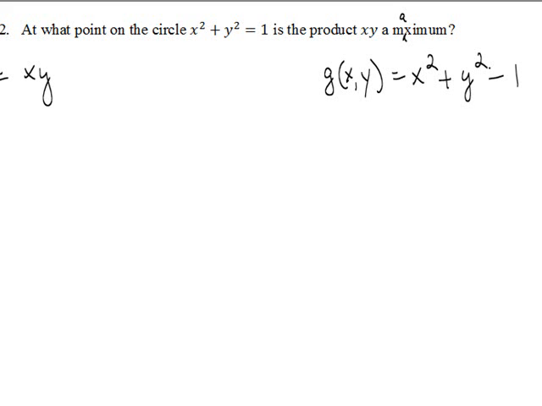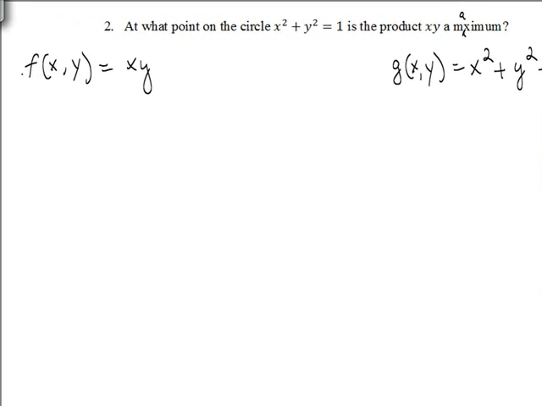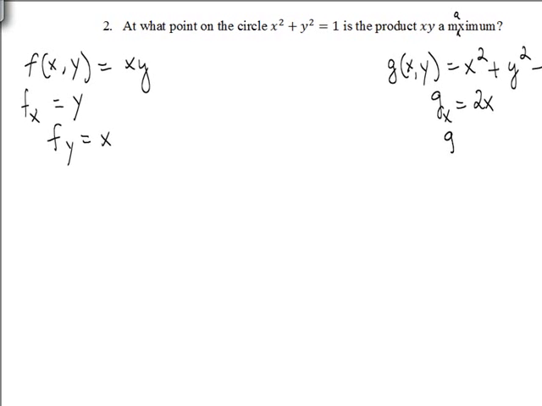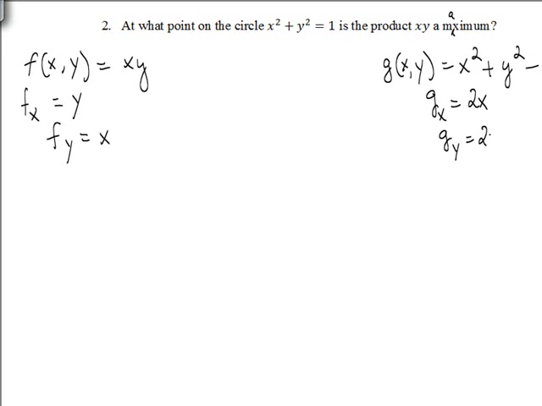Now let's do it. You're going to find the first partials for both of these. Partial f with respect to x is y. Partial f with respect to y is x. Partial g with respect to x is 2x. Partial g with respect to y is 2y.